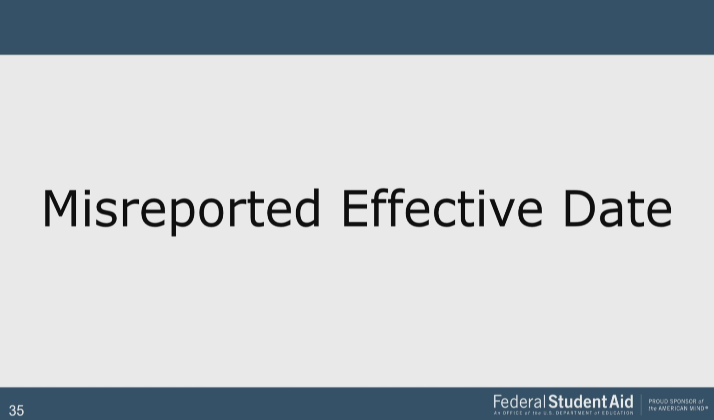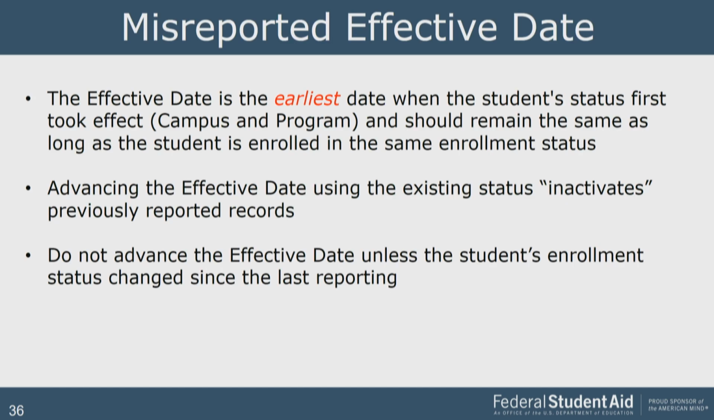So this is our next one, misreported effective dates. Another common problem scenario that we see are misreported effective dates. The effective date is the earliest date when a given enrollment status first took effect for that student, either at the campus level or at the program level. And the effective date should remain the same as long as the student is enrolled in the same enrollment status. If there's no change in enrollment status, there is no need to change the effective date. So just keep those as they are.